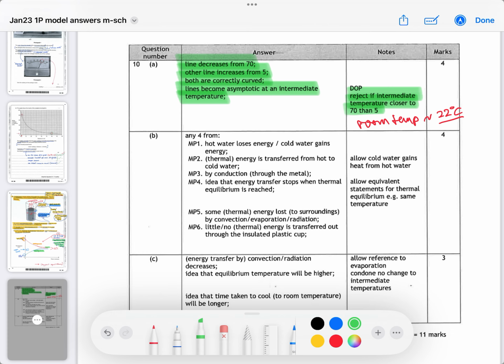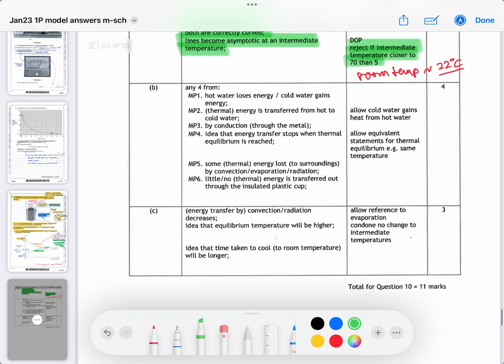The next part of the question, part B, we haven't done yet. You've got to explain it, and here they get 4 marks for explaining what's happening, like I explained to you already. So we're going to have a look at it. Hot water loses energy and cold water gains energy. What kind of energy? Thermal energy. So it goes from one thermal energy store to another thermal energy store. And this thermal energy is transferred from hot, high temperature, to low temperature, from hot to cold.